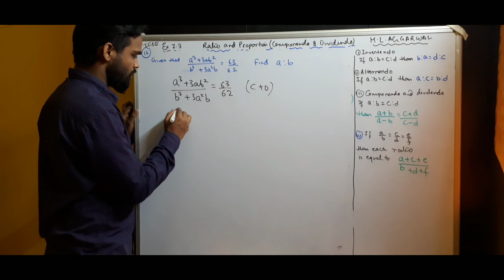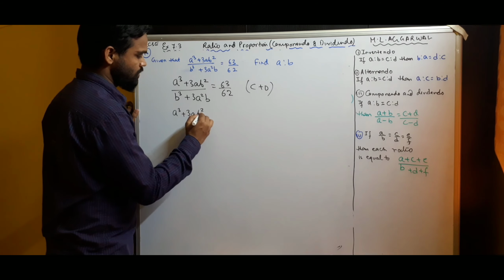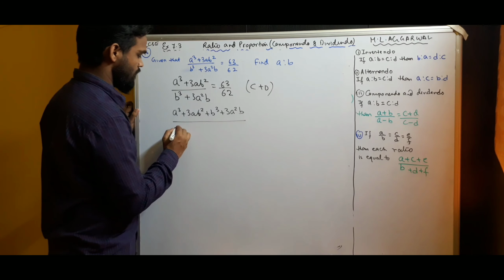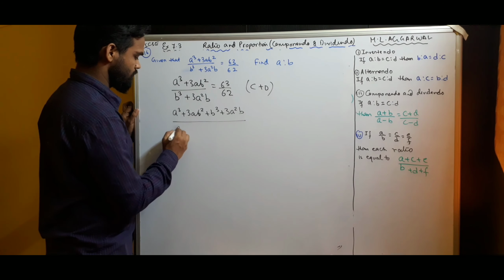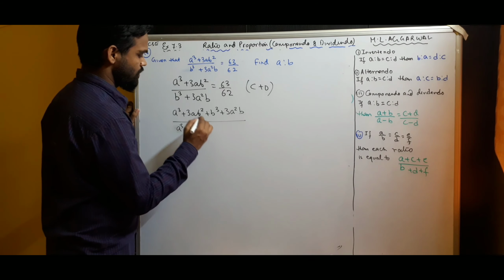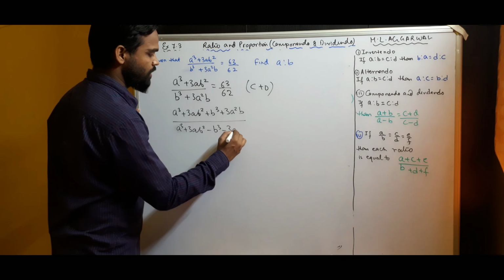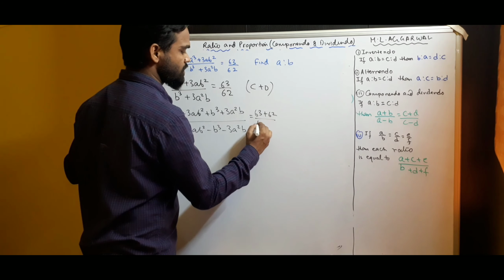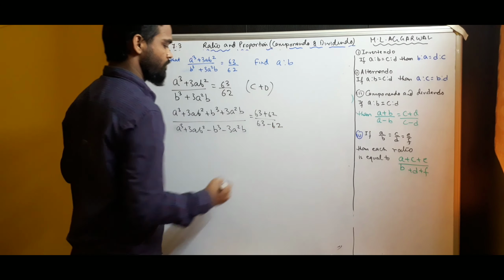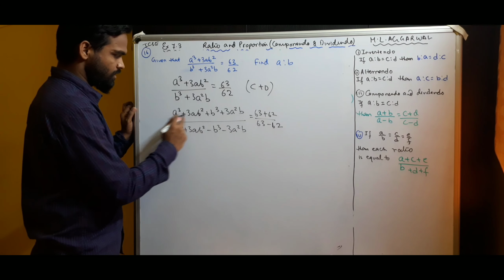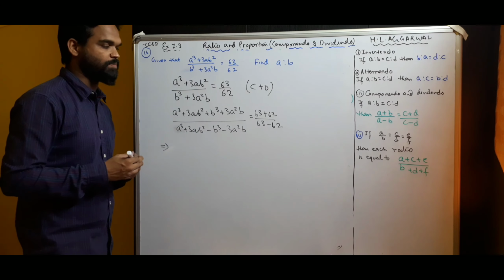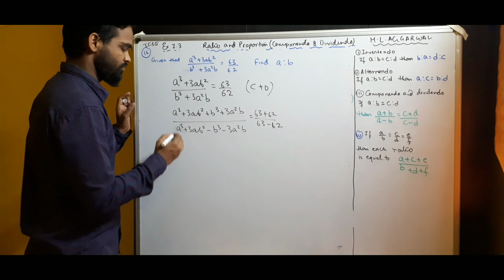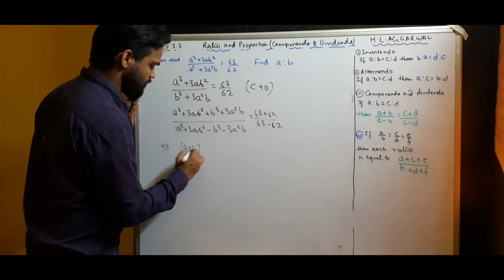What do we get? Numerator plus denominator and numerator minus denominator. Am I clear? Similarly over here, 63 plus 62 by 63 minus 62. Now look carefully. This a cube plus 3ab square plus b cube plus 3a square b is the formula for a plus b whole cube. So I can simply write a plus b whole cube.